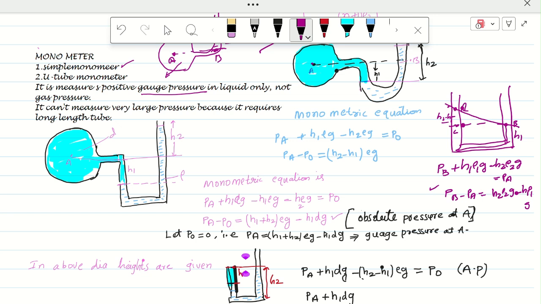If you want to find out absolute pressure at any point, P naught add. If I want to find out the absolute pressure at point A, this is the answer plus P naught I will add. Right? This H rho G is gauge pressure. Remember, the height of the column of fluid gives gauge pressure. Adding P naught means absolute pressure.